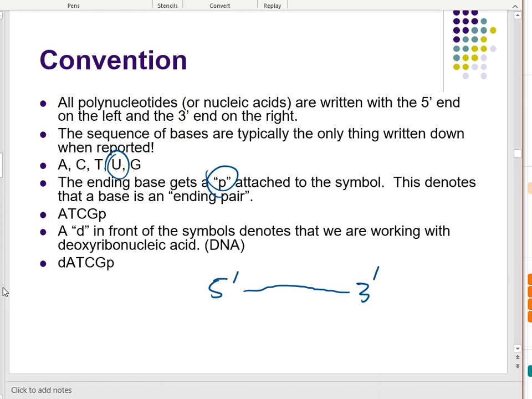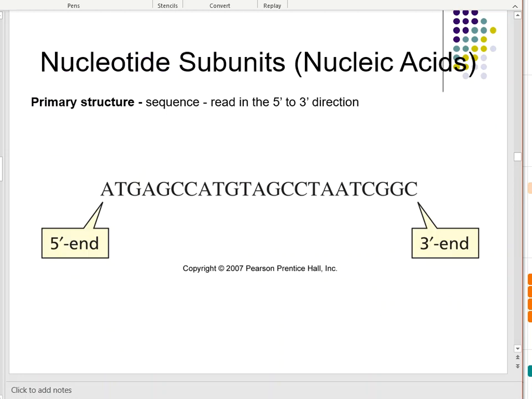The D in front, the D typically can be placed in front of the base pairs, and this is just a confirmation that you are working with DNA and not RNA. So if you do see these letters, don't let them throw you off. That's what that means. This is DNA, we're working with DNA, and this one, we are at the end. That is a true end to the DNA molecule.